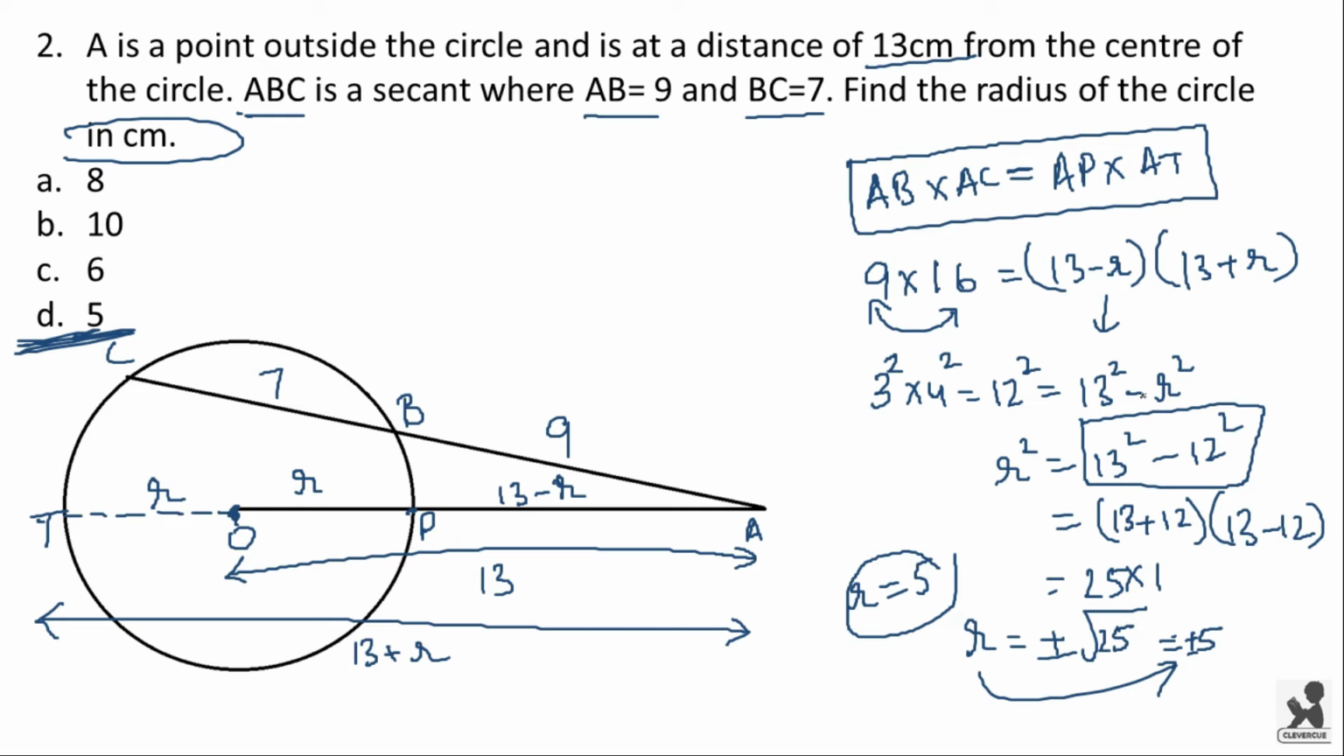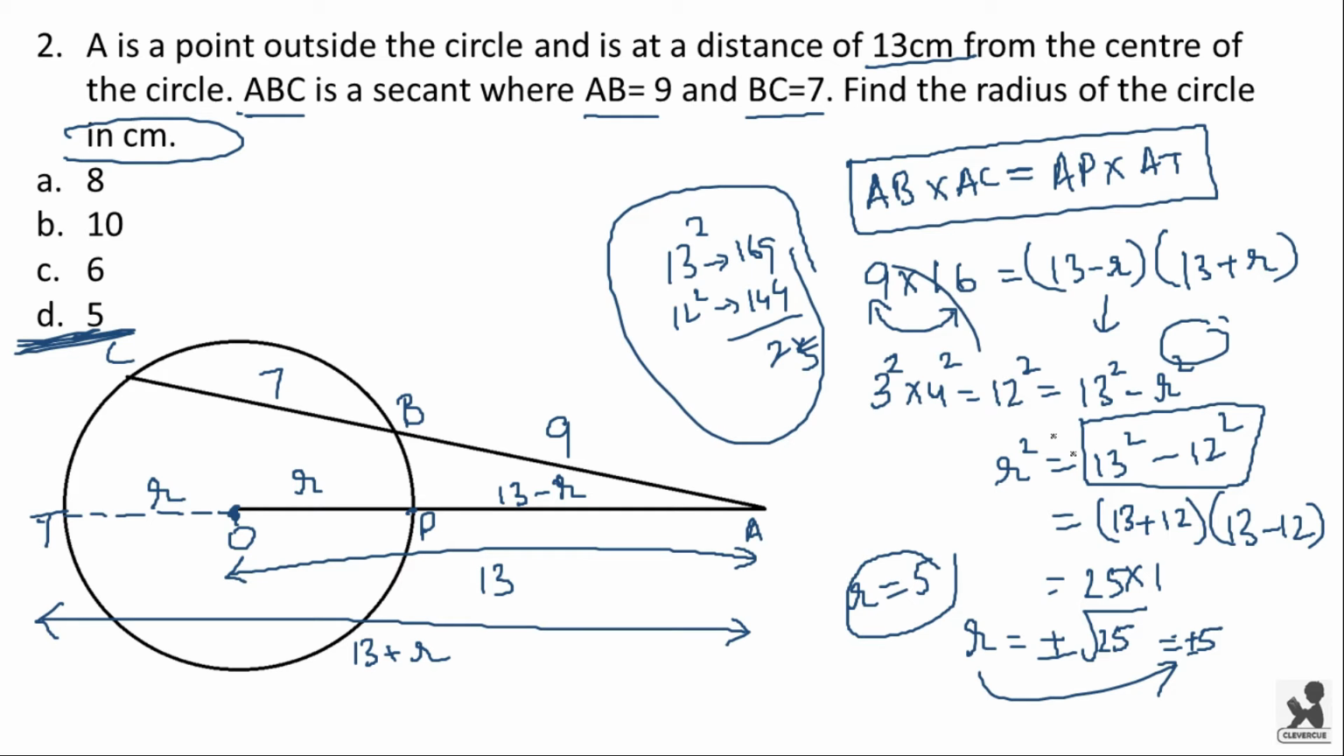So try such kind of calculation, because if you have 13 square as 169 and 12 square as 144 and subtract, this is a long process. So this will be simple and this can be calculated in your minds as well. So if you start practicing such kind of calculations every day, you can be quick in calculating.